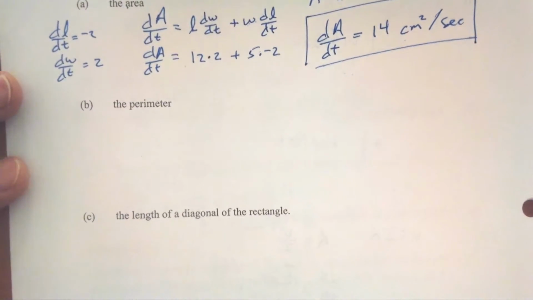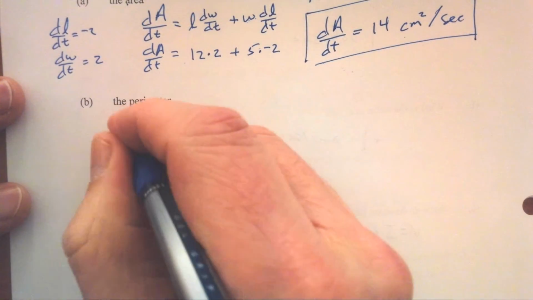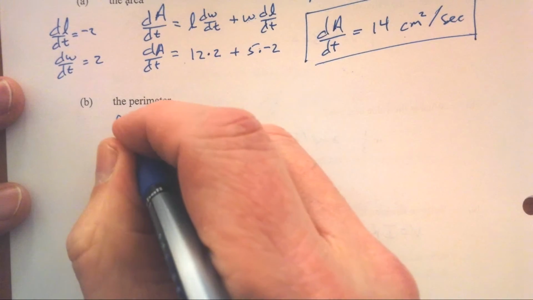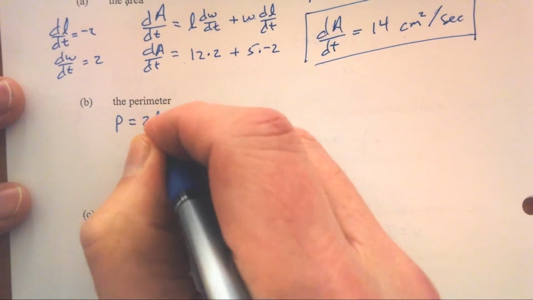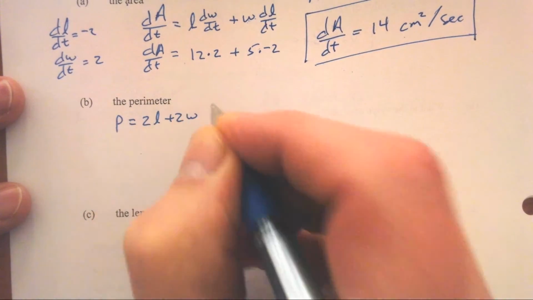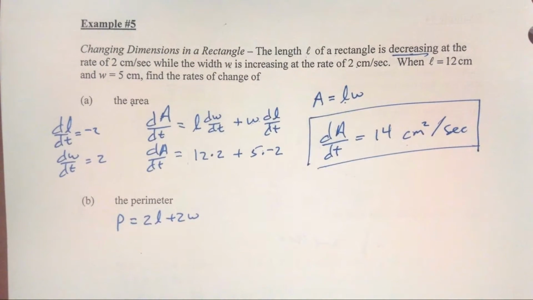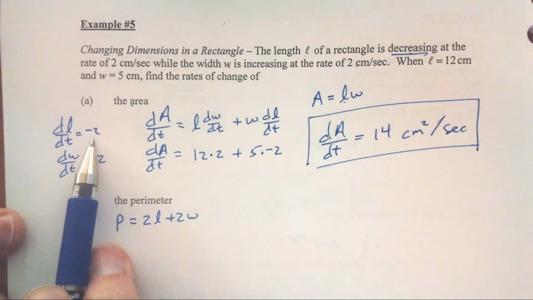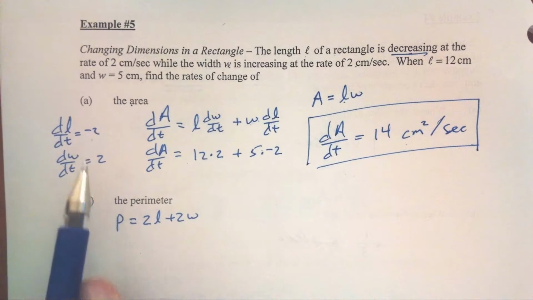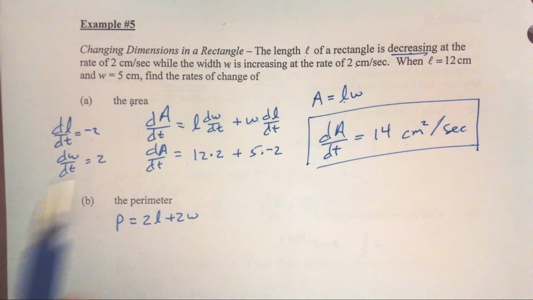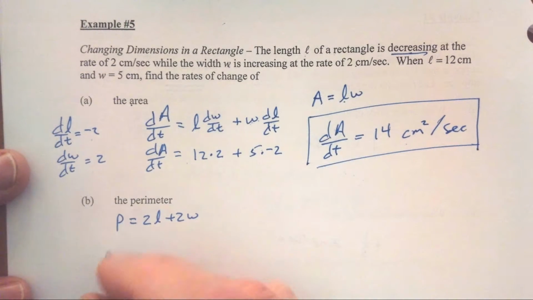Okay, perimeter. What is our perimeter? Well, our perimeter is 2 times length plus 2 times width. Now, I'm going to be really disappointed if our change in perimeter isn't 0, because if the lengths are decreasing by 2 while the widths are increasing by 2, they're basically canceling each other off. But let's go ahead and do this.